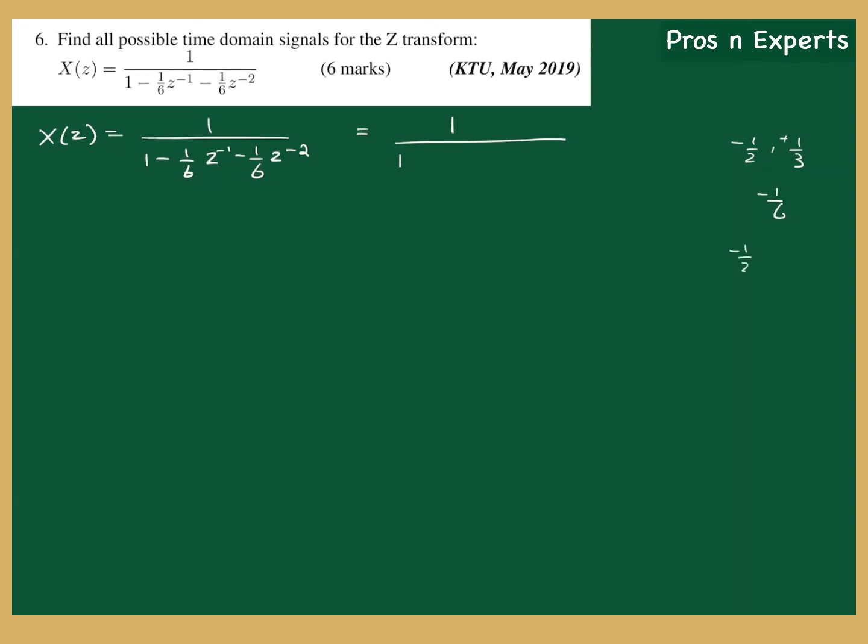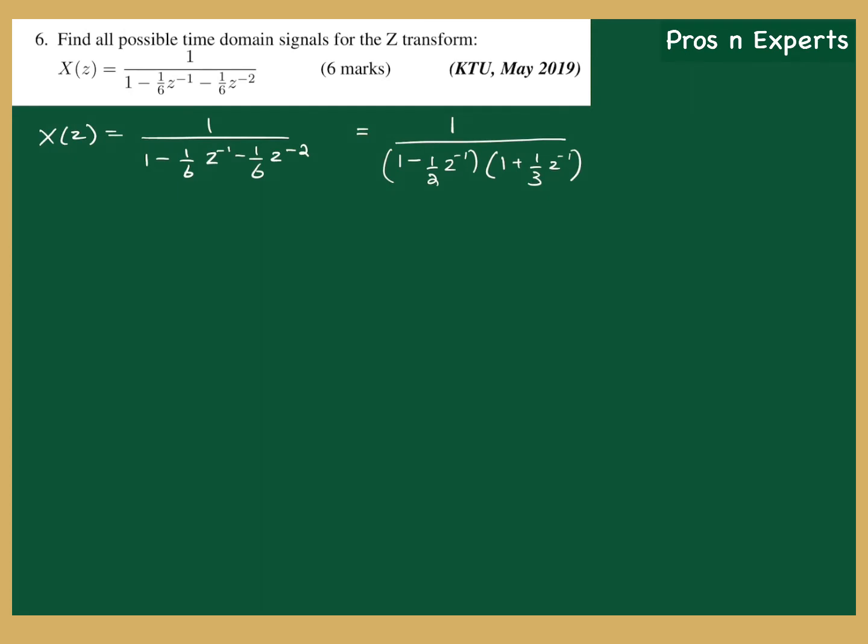Minus 1 by 2 plus 1 by 3 will give you minus 1 by 6, right? Okay, so minus 1 by 2 and 1 by 3 are our factors. So 1 minus 1 by 2 z inverse into 1 plus 1 by 3 z inverse will give you 1 minus 1 by 6 z inverse minus 1 by 6 z inverse squared. Okay, so we have factorized this polynomial into factors.